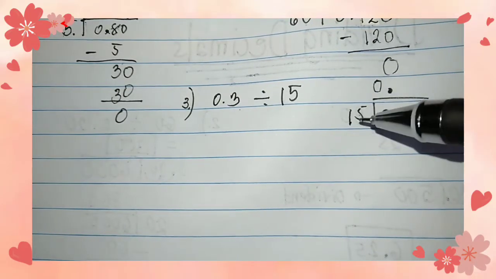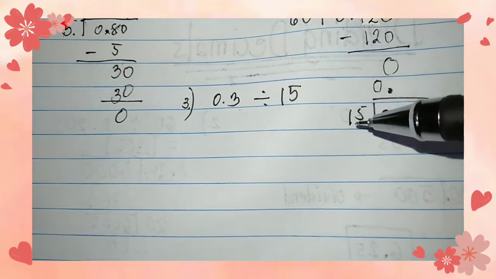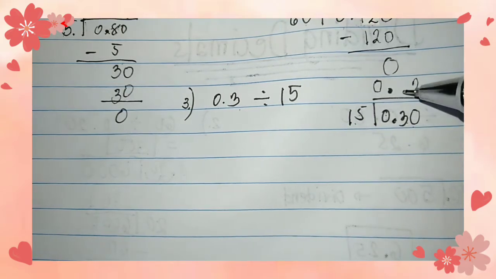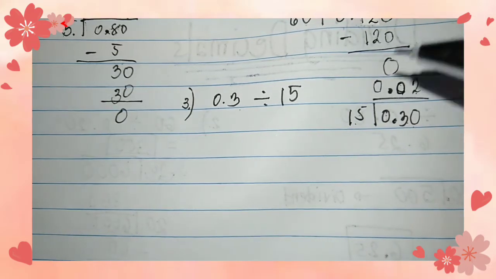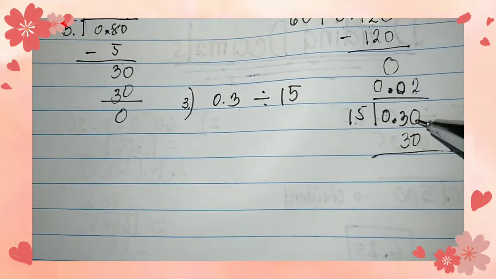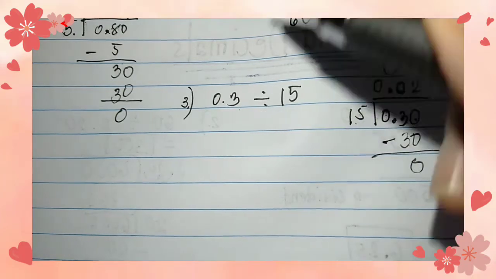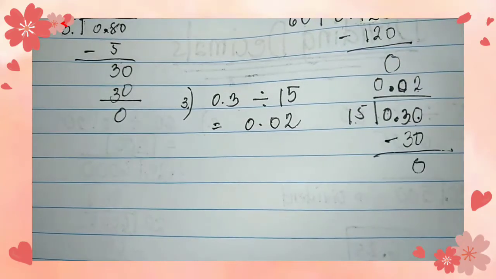And then, as you can see, si 3 ay hindi kayang i-divide ni 15. So, what we are going to do is to put 0. So, we have 30 divided by 15 is equal to 2. Alright? And then, as you can see, yung space dito, diba, dapat meron din dito. We have to put 0. Alright? So, we have 2 times 15 is 30. 30 minus 30 is equal to 0. So, ganun lang kasimple. 0.3 divided by 15 is equal to 0.02 or 2 hundredths.